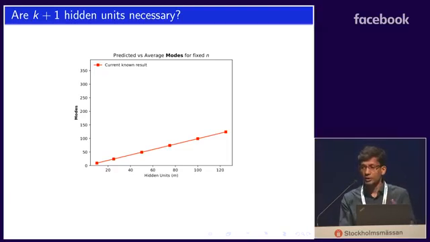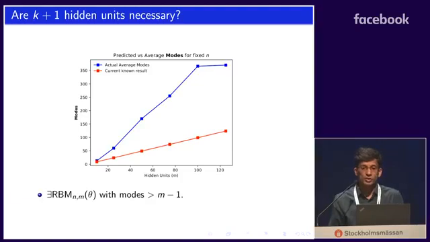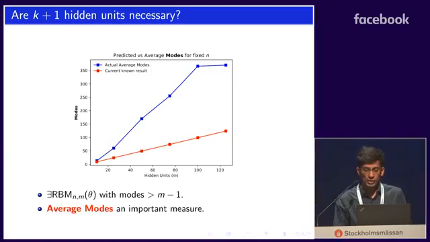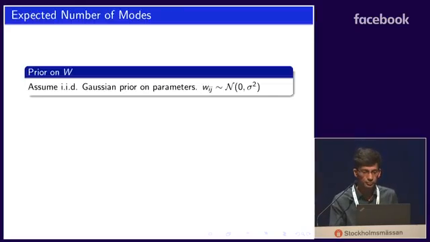On the other hand, we conducted simulations. We generated random weight matrices and counted the number of modes by brute force and averaged our readings. We saw that on average, the number of modes generated is much larger than this bound, which suggests that average modes could also be an important metric to measure the representation power of an RBM.